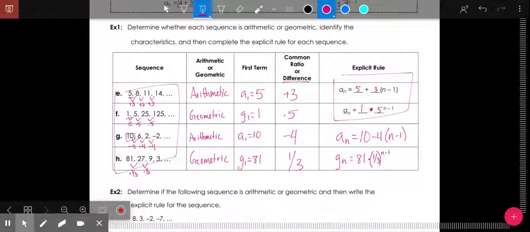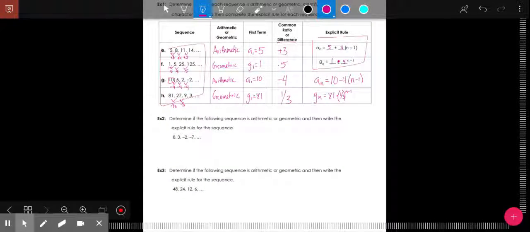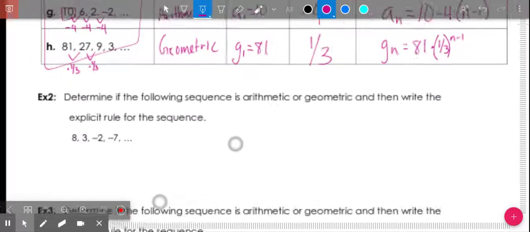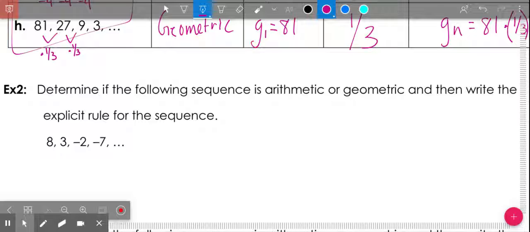If you have any questions on those, please make sure you're asking. Hit pause if you feel like I'm going a little too fast. Okay. We just got a few more examples. We're almost done here, guys. So look at example number 2. It says, determine if the following sequence is arithmetic or geometric. Remember, you get a point just for telling me that. And then write the explicit rule for the sequence.